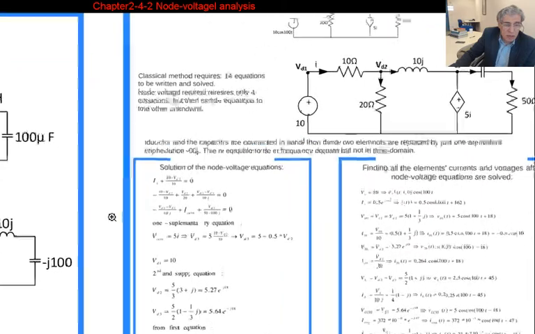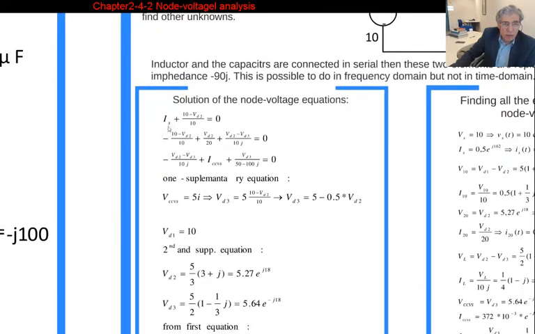Pay attention that the first equation is not critical, because this equation helps me to find the IS current, since the IS current is not seen in any other equation. So this is left for finding the IS. Once you find the VD1, VD2, then you can calculate that IS. So leave this for a while away.